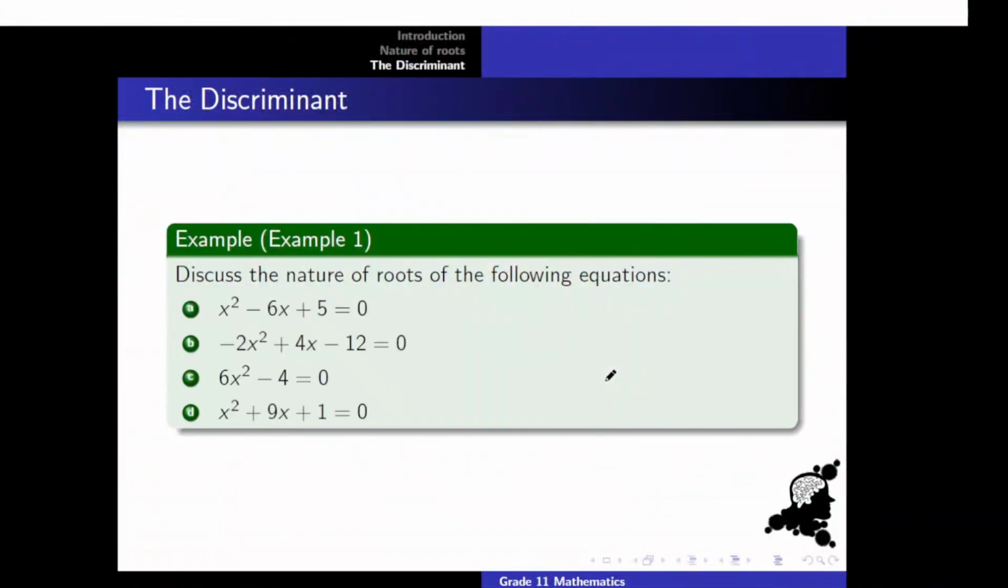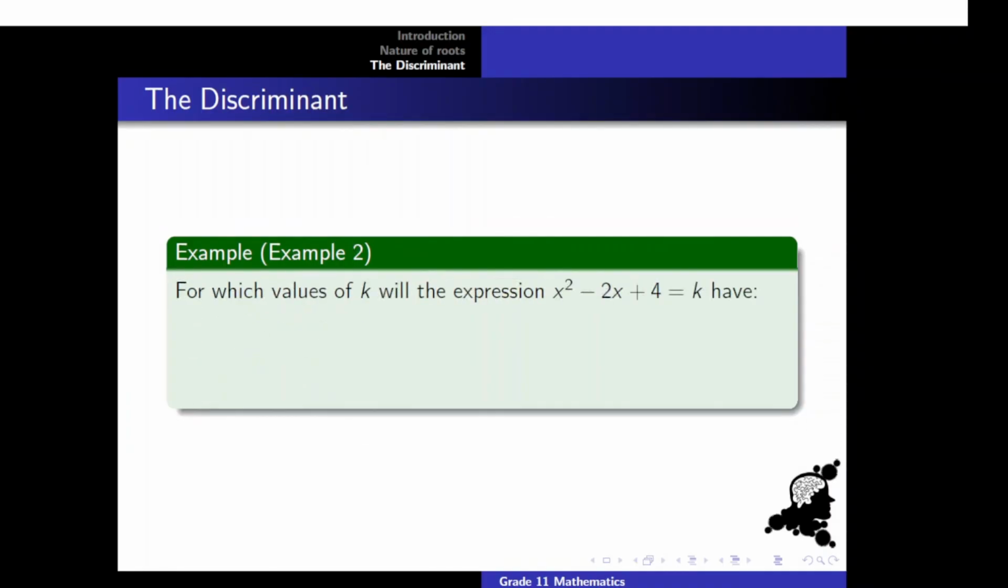Alright, let's move on to the next section. Now, these types of questions are good for you to train your ability to answer questions on nature of roots, but these are not the type of questions that they'll ask you in the exam. In an exam, they'll give you the type of questions like these in example 2, where they say to you, for which values of k will this expression have equal roots?